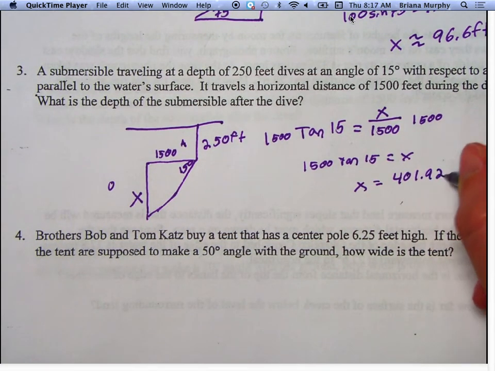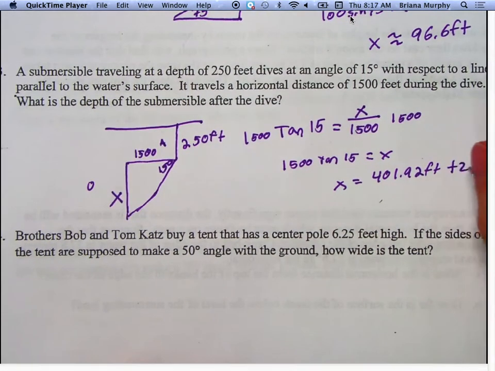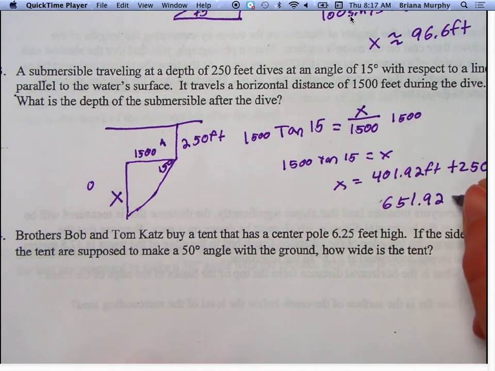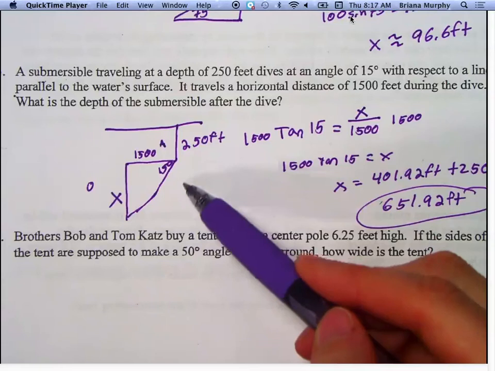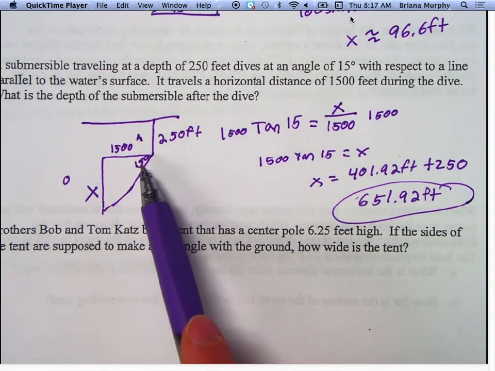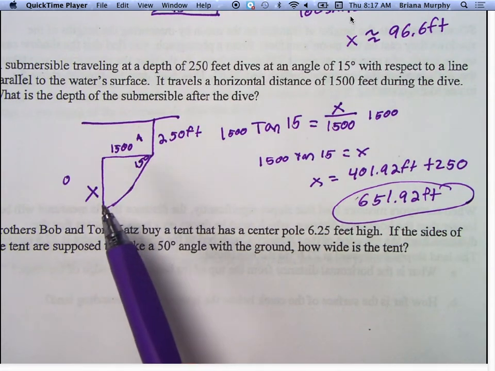401.92. So hold on, I'm 401.92 feet below the surface of the water? No, because I have to add 250. And I'm 651.92 feet. Okay? So why my picture looks so strange is I have to make sure I add that 250 to my end. So I want to put that on there. And then I'm under the water, going down, and then I move at a 15-degree angle.